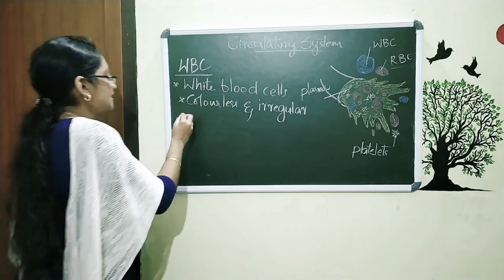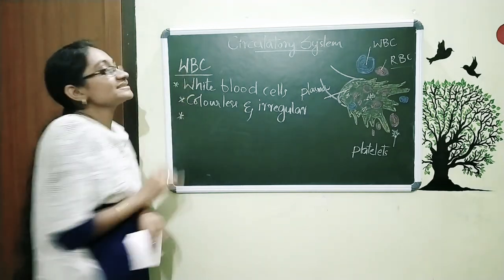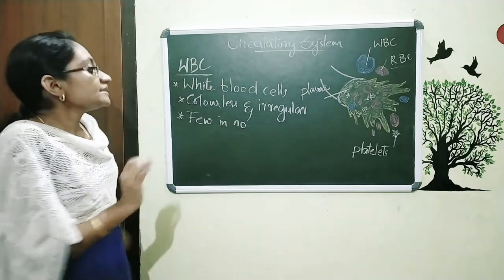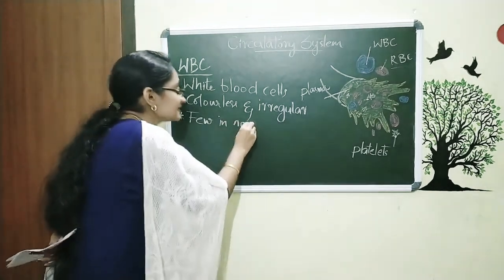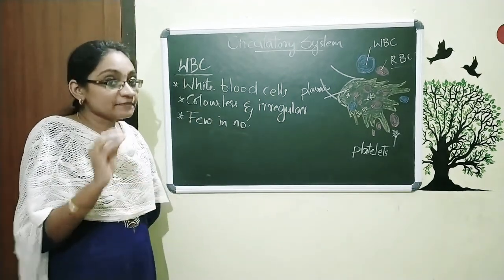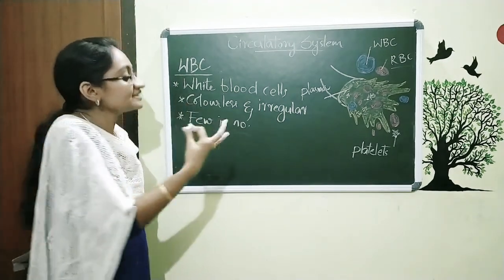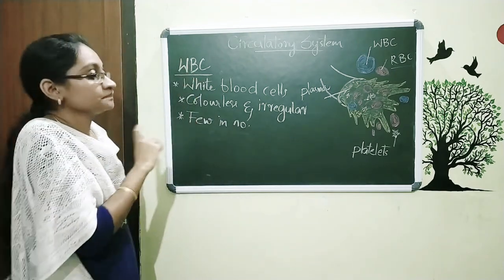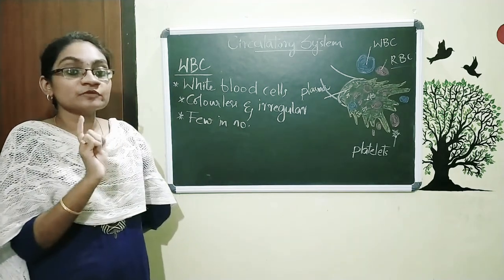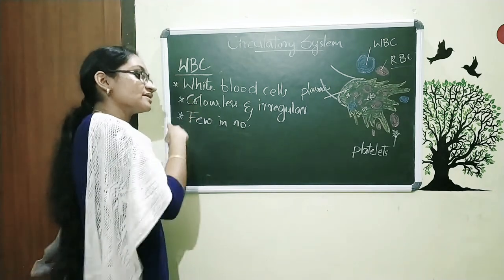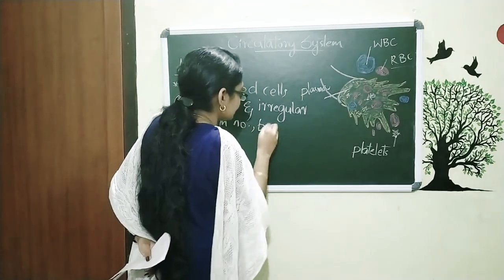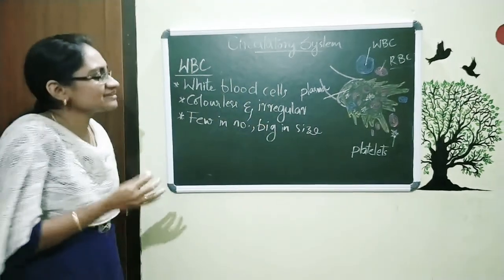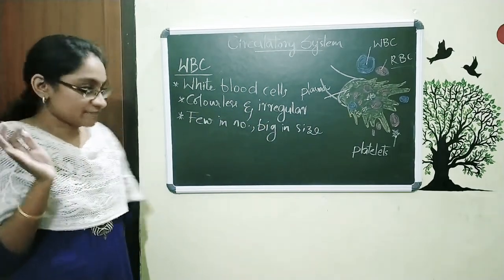Now the point is that WBC are few in number, compared with the RBC. RBC are many in number, we can see RBC in large numbers, but WBC are very few. But the difference is that WBC is very big in size, which means it is comparatively bigger than RBC.